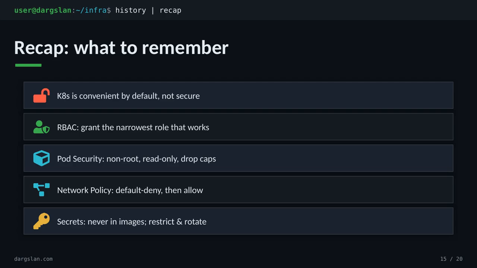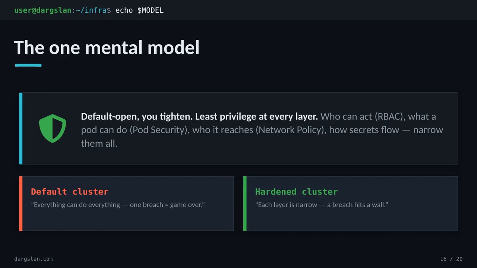So if you take nothing else away, take this. Kubernetes ships convenient, not secure. Closing that gap is the job. RBAC means granting the narrowest role that still works. Pod security means non-root, read-only file systems, and dropping capabilities you don't need. Network policy starts with default deny and opens paths deliberately, and secrets stay out of images, locked down and rotated on a schedule.